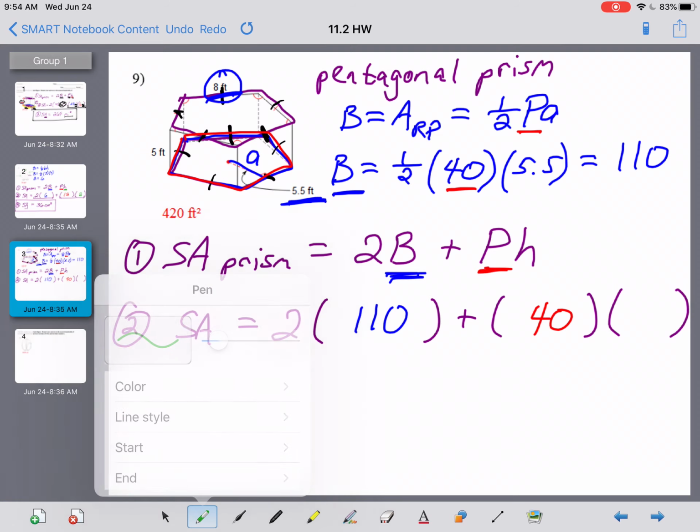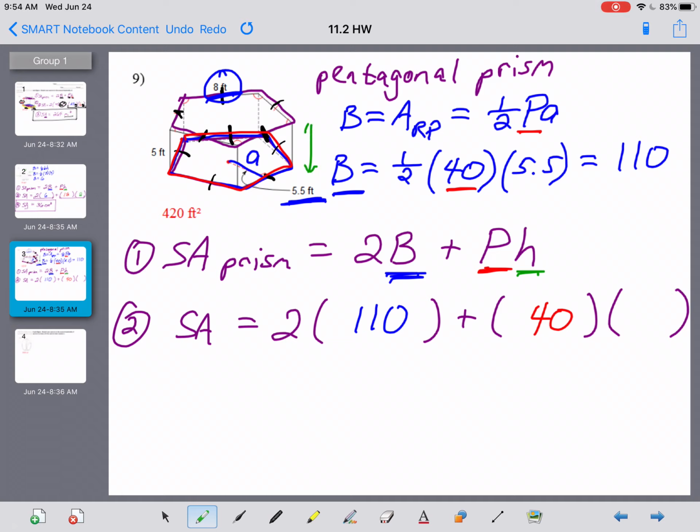And the last thing to think about here is the height of the prism. And the height of the prism means distance between the bases. This is the case you guys probably like best. The bases are on the bottom and the top of this figure, so the height is going to be measured vertically as the distance between those two bases. And that 5 feet right there is going to end up being our height.